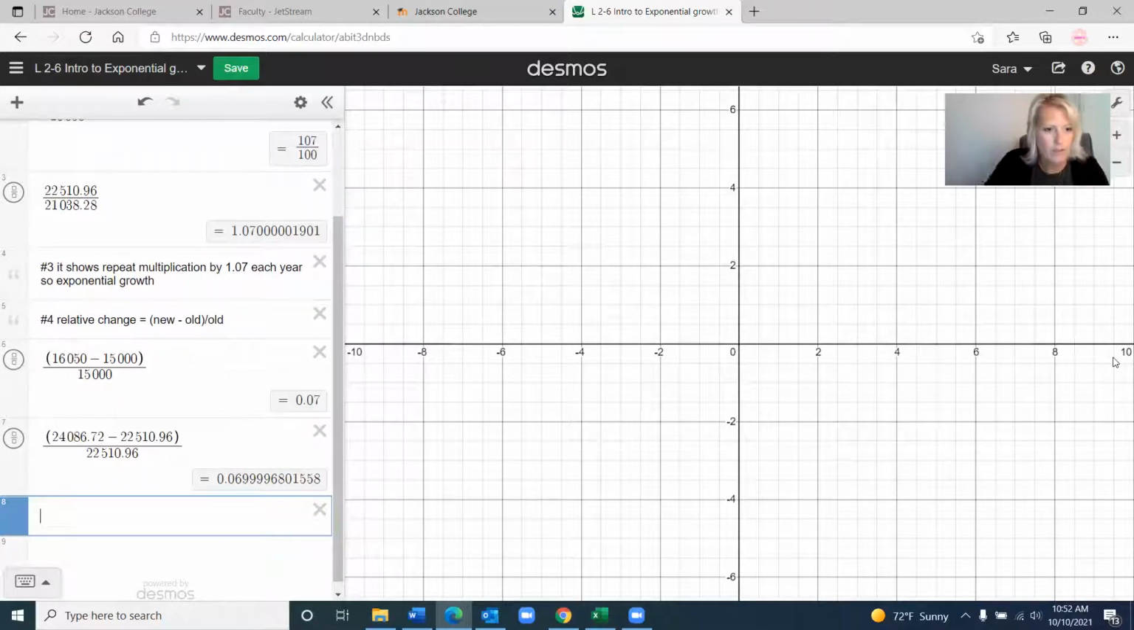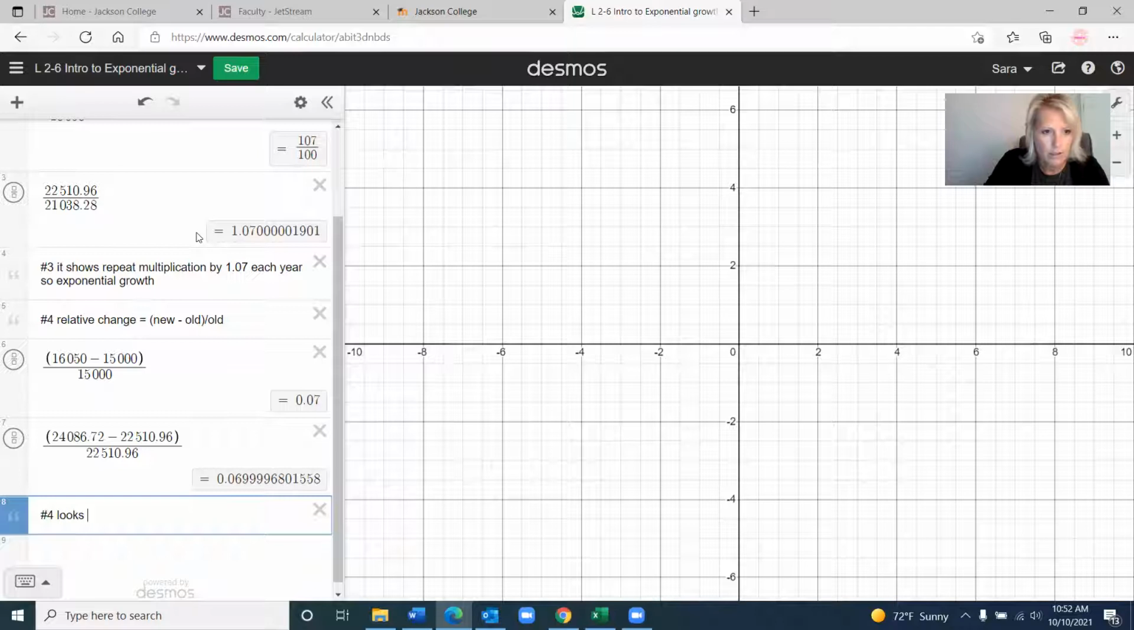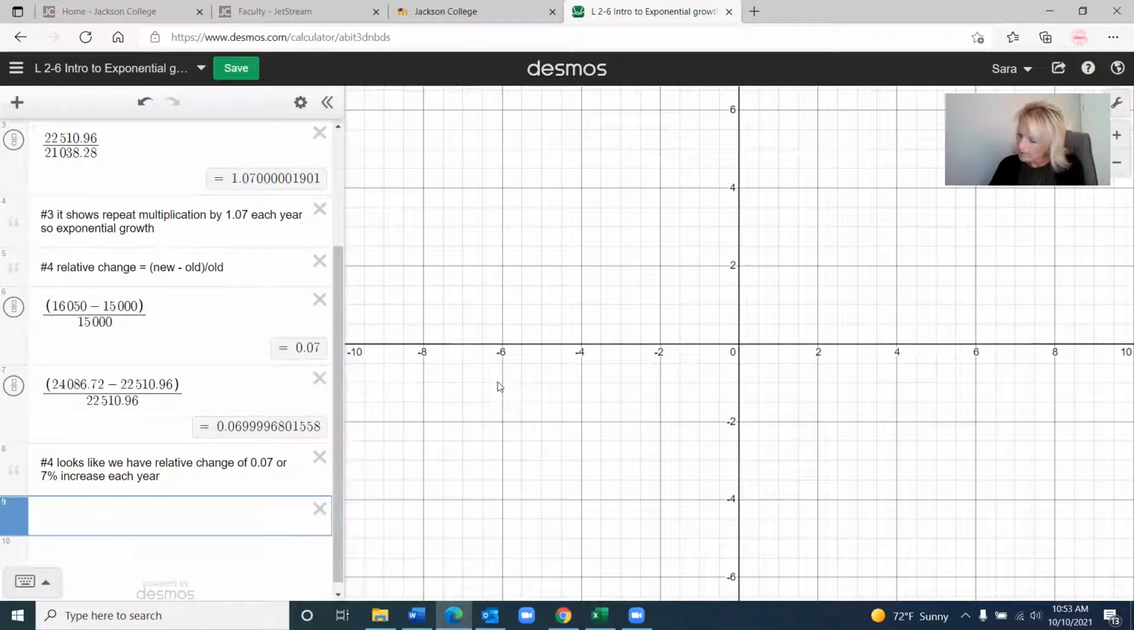Okay, so it looks like we have a relative change of 0.07, or 7% increase each year. Number 5 says find the value of the account after 10 years. Don't multiply by 1.07 ten times. That's what exponents are for. So let's make a note here.